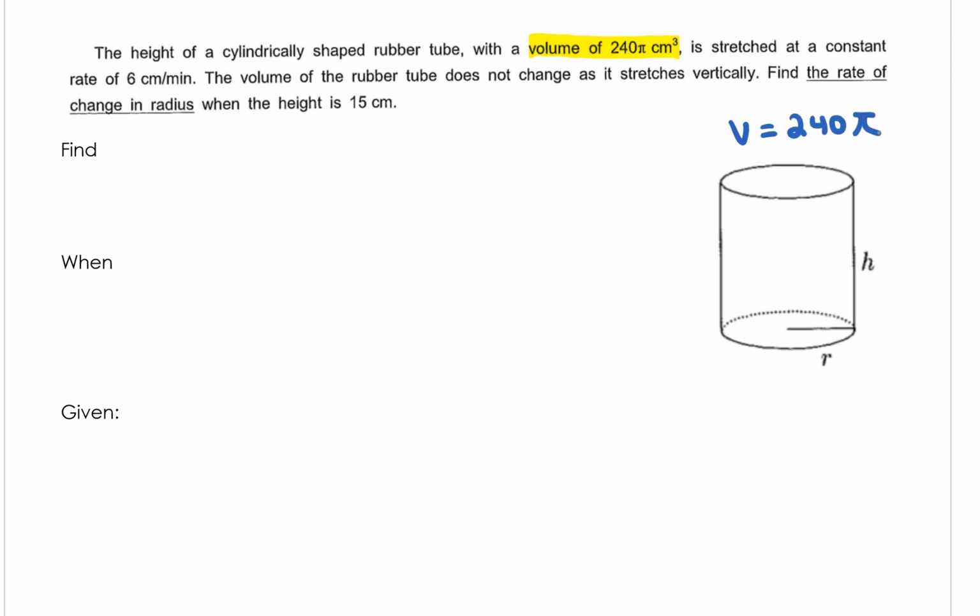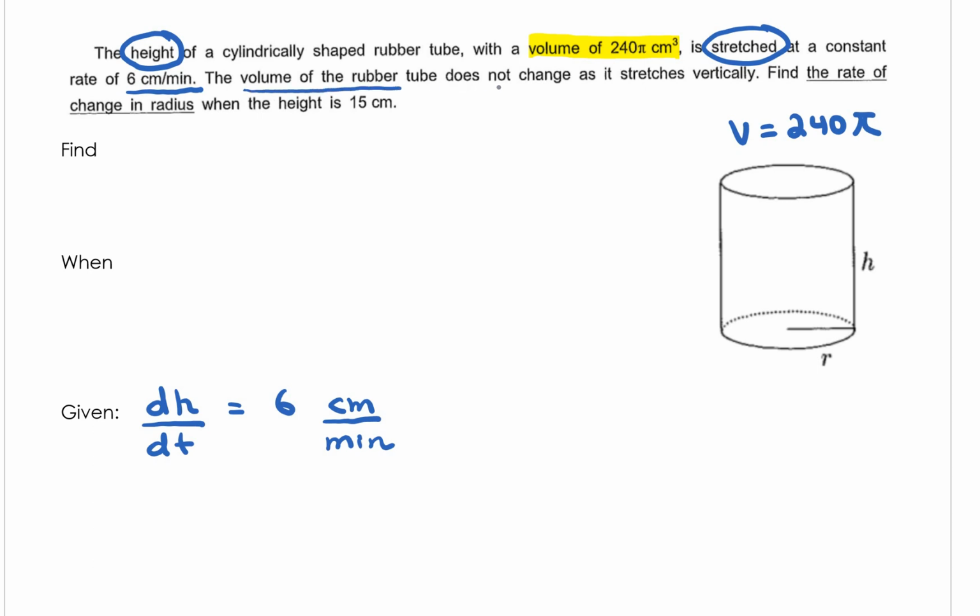So the volume is 240 pi centimeters cubed, and it's stretched out at a constant rate of 6 centimeters per minute. If we read it very carefully, it says the height is stretched out at a constant rate of 6 centimeters per minute. So we're given that dH over dt is going to be 6 centimeters per minute. Right, and the volume of the rubber tube does not change. Okay, so that's important.